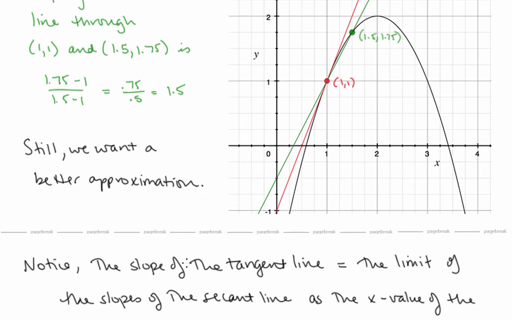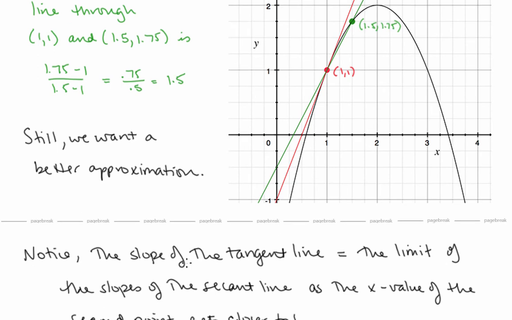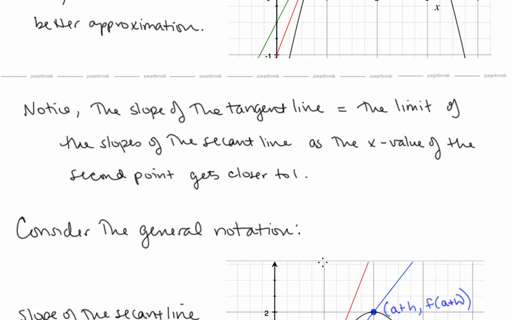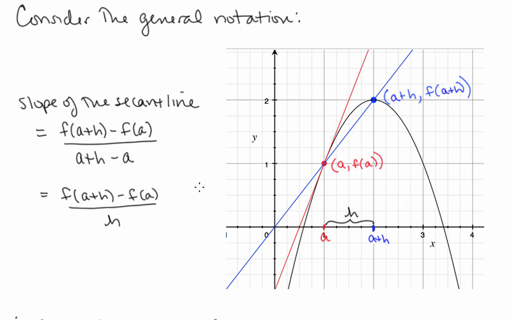So we notice that really what we're looking for with the slope of the tangent line is the limit of these secant slopes as the second point gets closer to our point 1, 1. So the slope of the tangent line is equal to the limit of the slopes of the secant line as the x value of the second point gets closer to 1. So as we move that second point in closer to x equals 1. So let's take a look at the general notation.